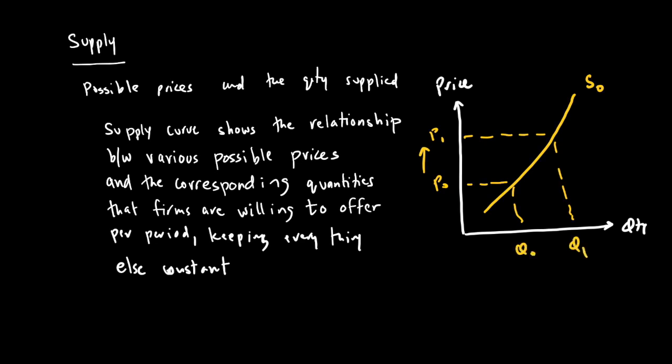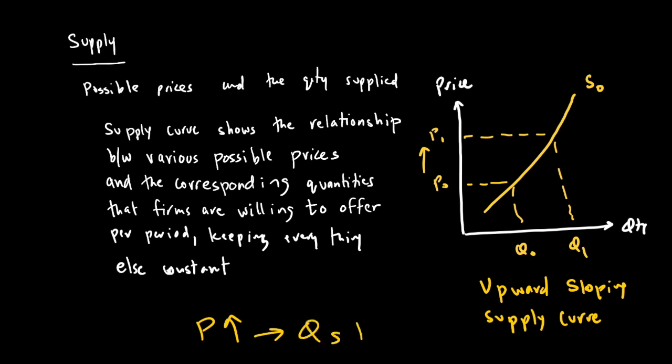In other words, it is an upward sloping supply curve. An upward sloping supply curve means a direct relationship between price and quantity. So when the price of a good goes up, your quantity supplied will go up. So let's look into the reasons why the supply curve is upward sloping.